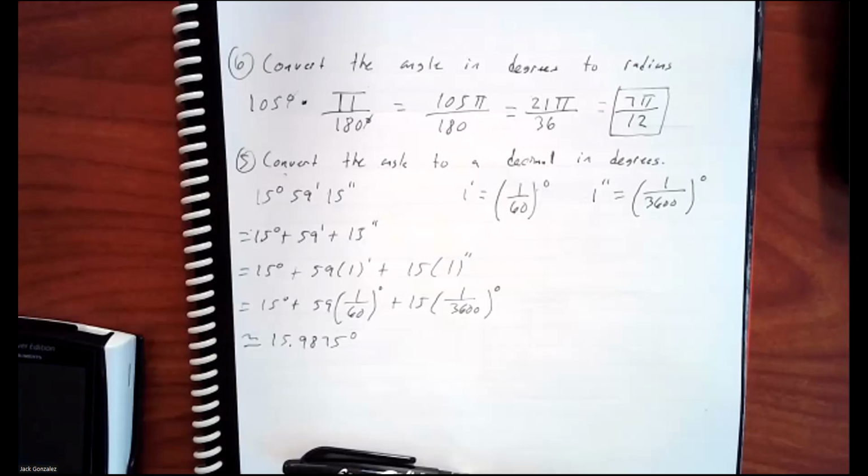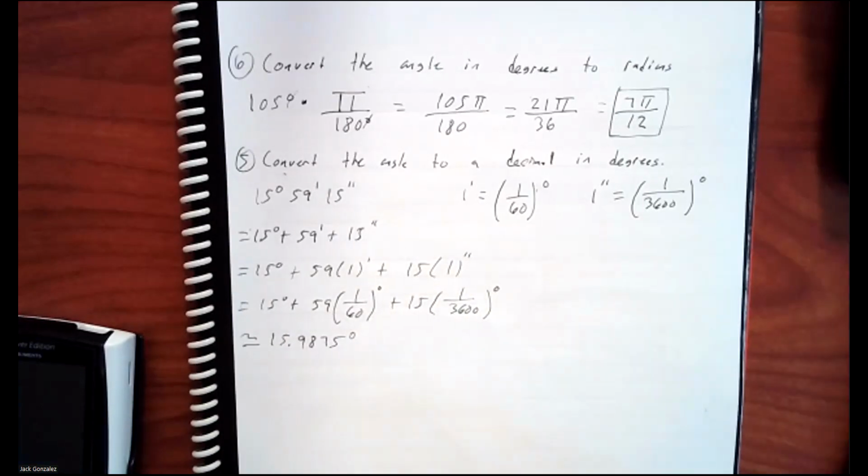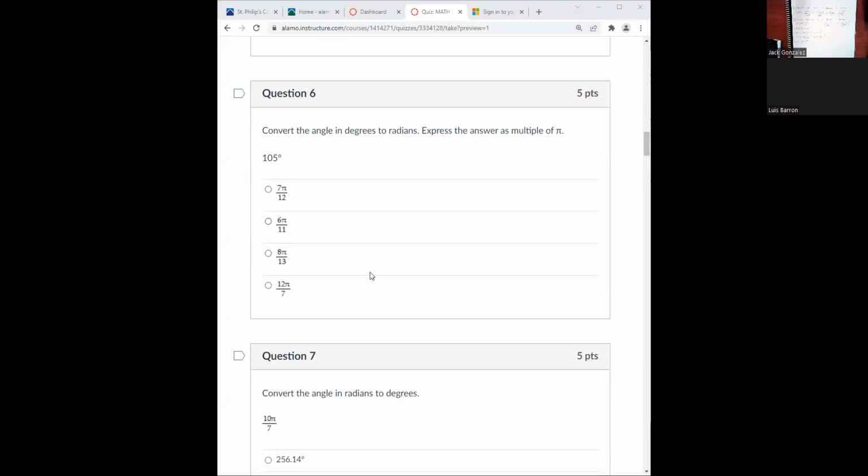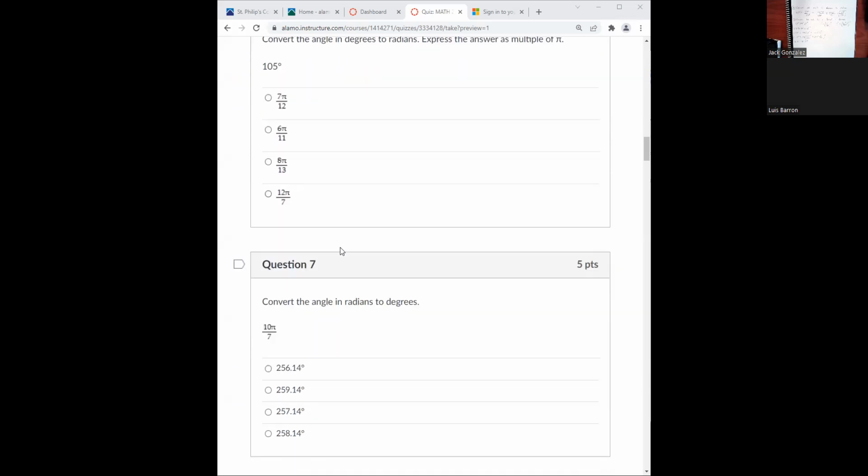All right, you guys good then? Let's look at the exam again. 6, 7. So this is degrees to radians, radians to degrees. You want to do that one? Yeah. All right. Got plenty of time.